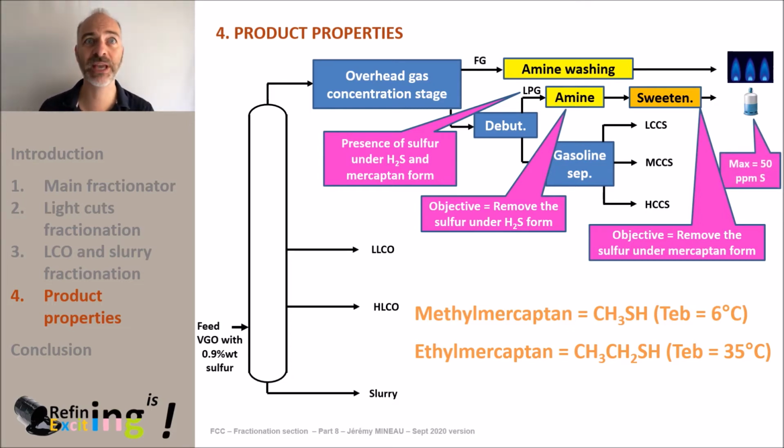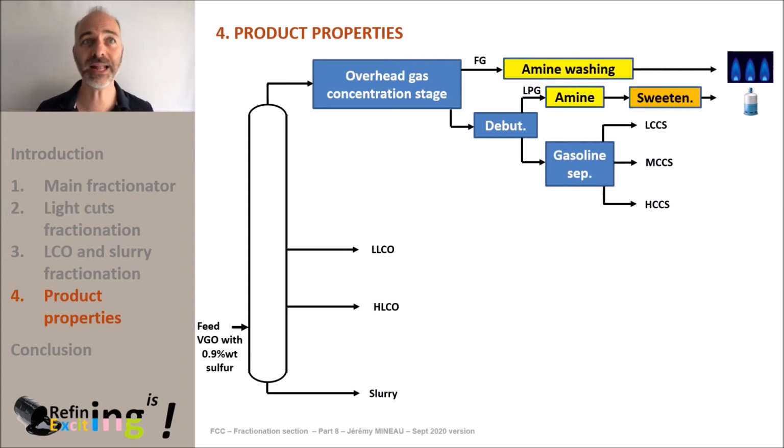As an option, we can then separate the C3 molecules from the C4 molecules. Furthermore, propane can also be separated from propylene to produce a propylene-rich cut. This propylene-rich cut can then be routed to a petrochemical plant to produce polypropylene. Let's now move on to the gasoline cuts.